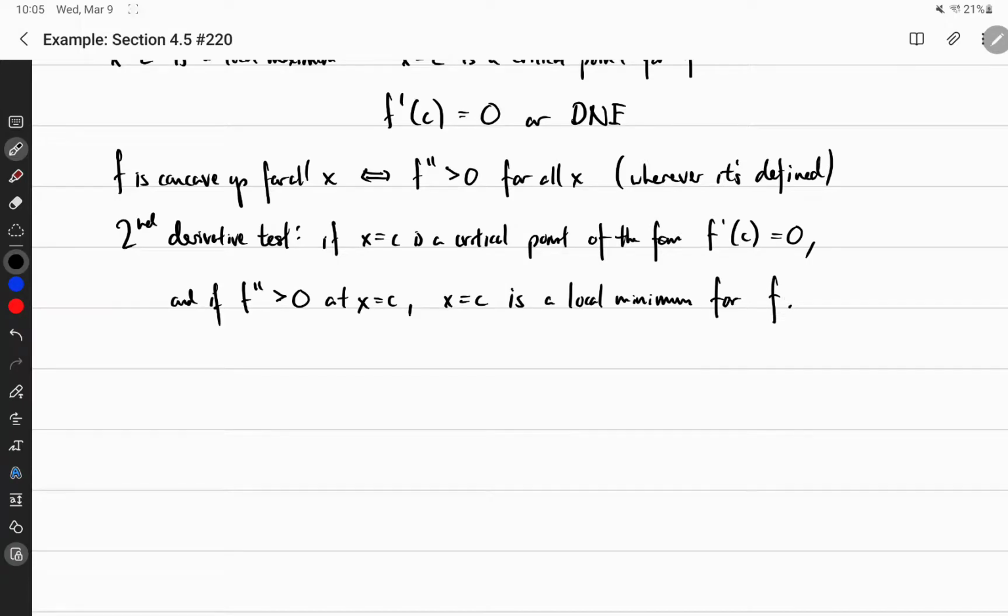And the picture here is, well, imagine that this is your critical point. You have a horizontal tangent line. If the graph is concave up around this point, then it looks like a cup, right? And so in that sense, you can see that this point here has to be a local minimum if this is to be true.